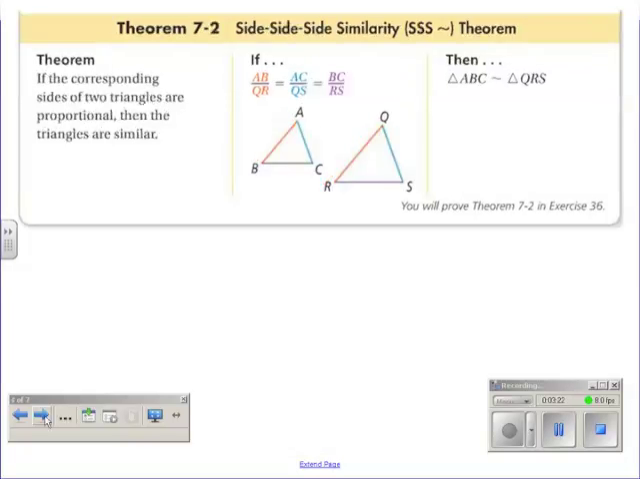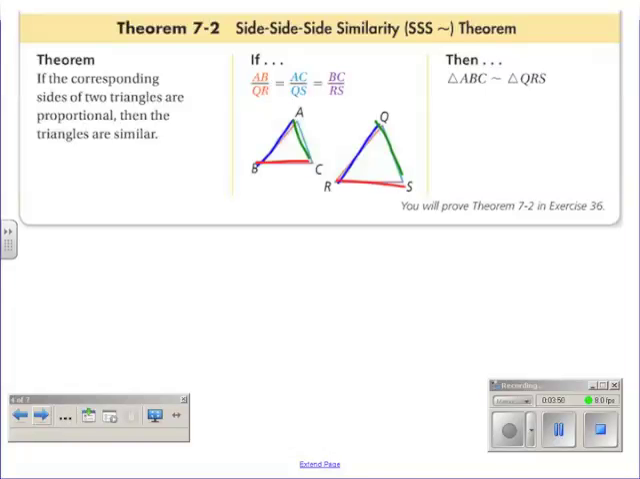We can also say side-side-side similarity theorem. Again, these have to be proportional to each other. We could set up an extended proportion to show that all of these are in fact equivalent ratios. So there they are. We'll just set up our proportion, see whether it's true or not, and then we can say whether these triangles are similar based on the side-side-side similarity theorem.